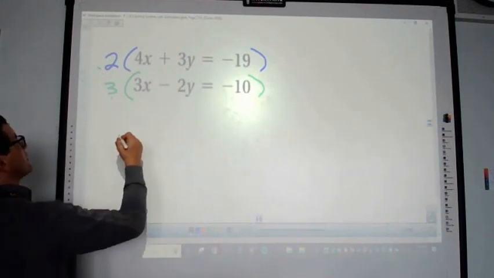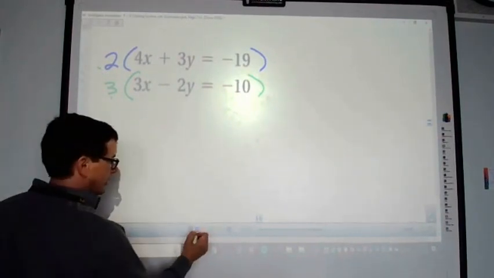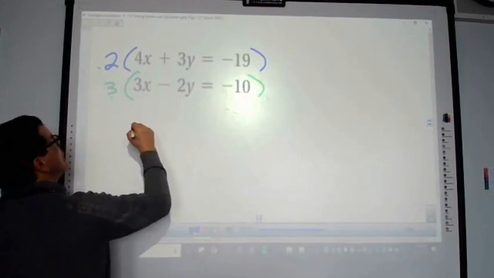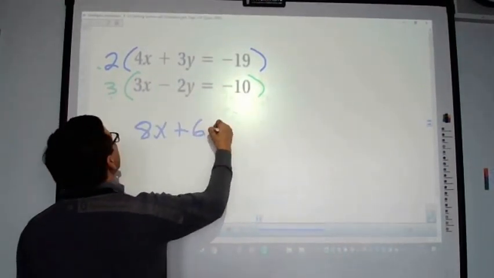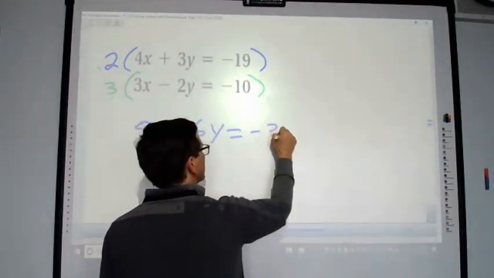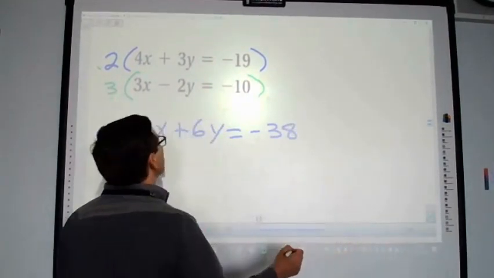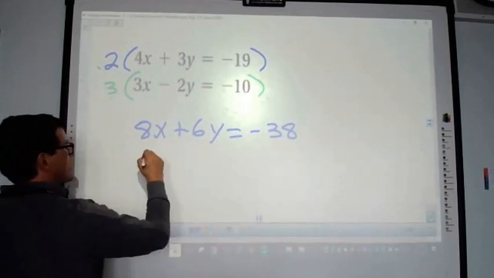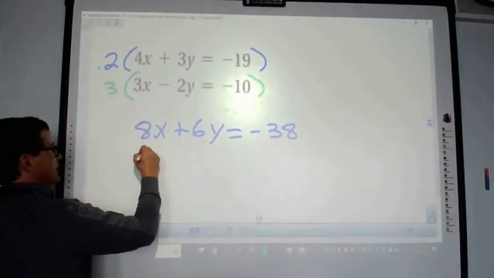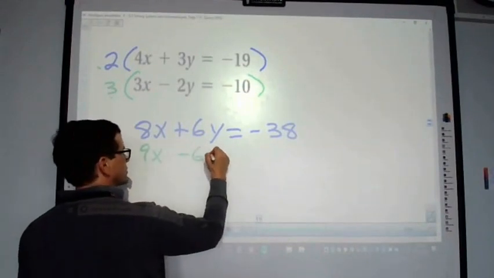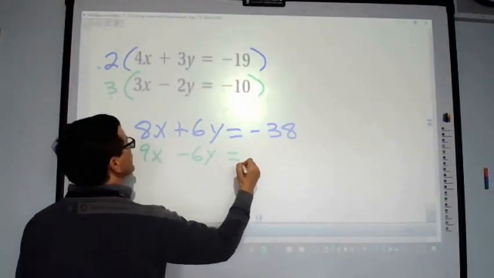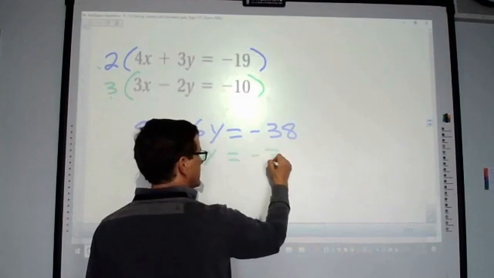I'm going to rewrite both equations. I'll do the same thing in blue. So we get 8x plus 6y equals -38. On the bottom equation in green, 3 times 3x is 9x. 3 times -2 is -6y. 3 times -10 is -30.